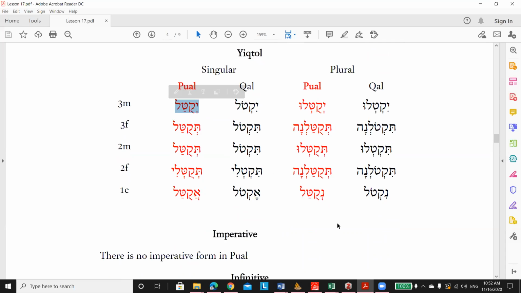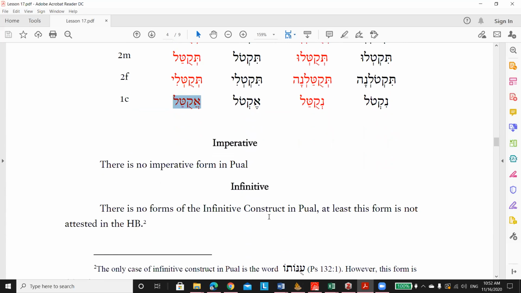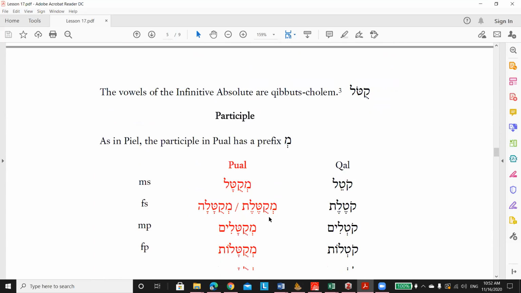He will be killed. Third feminine? She will be killed. And I think the same is clear for the rest of the conjugation. You will be killed, I will be killed, and with the plural the same. What about imperative? There is no imperative in Pual, and there is no infinitive. But what about the participle?